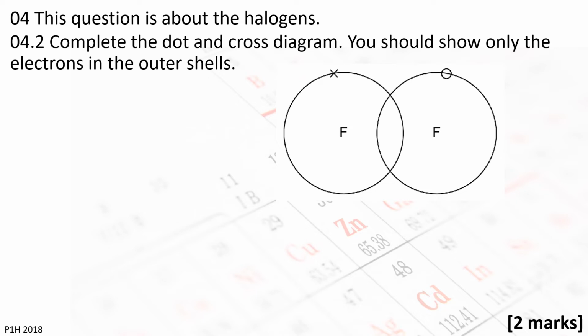Covalent bonds occur between nonmetals. The circles represent the outer shells. The covalent bond is where the circles overlap. Each atom shares one of its outer shell electrons. A cross from the fluorine on the left and a dot from the fluorine on the right go into the overlapping part of the diagram.